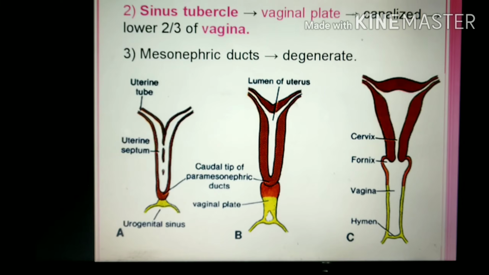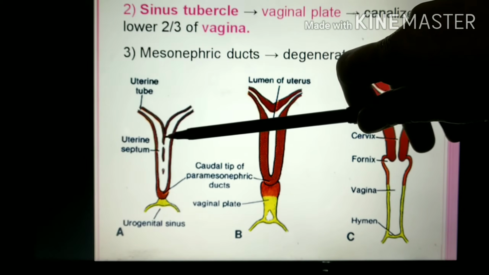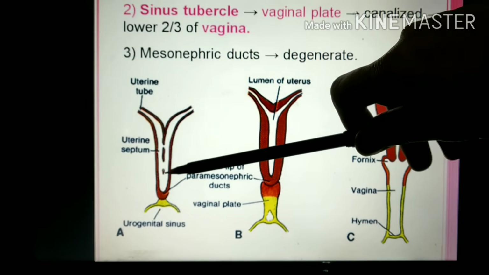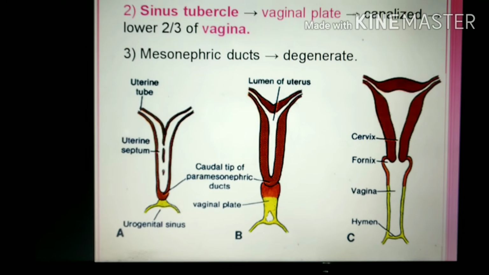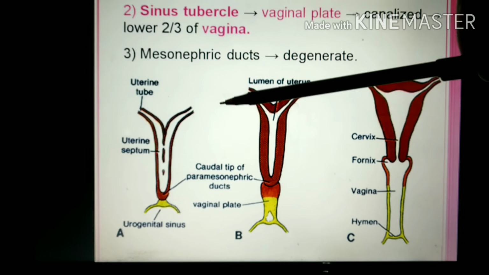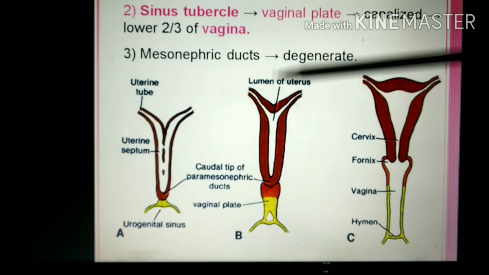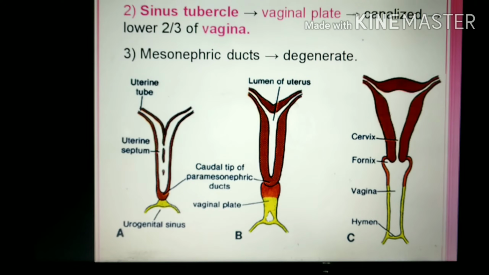Here you can see there is fusion of the two paramesonephric ducts and uterine septum is there in initial phases. Gradually this septum will disintegrate and form the lumen of the uterus.